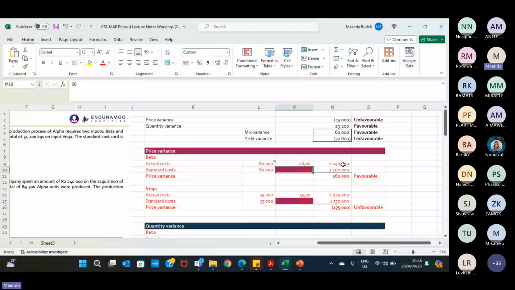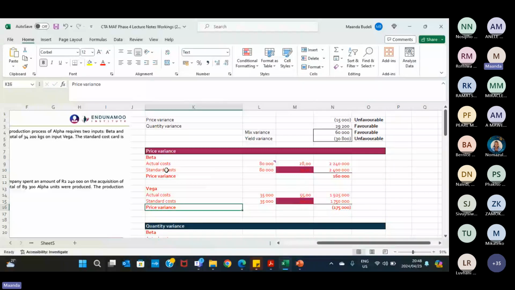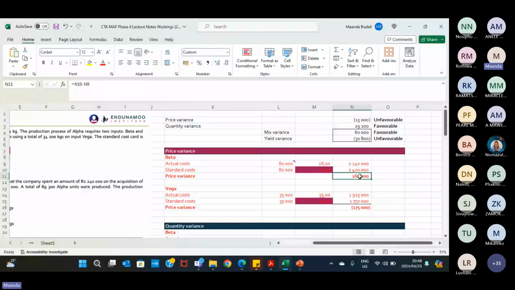Then I have my standard. For my standard, I know I have to use my standard pricing. I know that the actual remains the same, what I've purchased. Then my standard becomes the 30 per kg of beta because I was given the standard cost. So I can compare this, match them, and then I get this amount. So is this favorable or unfavorable, and why? Anyone wants to go for it?